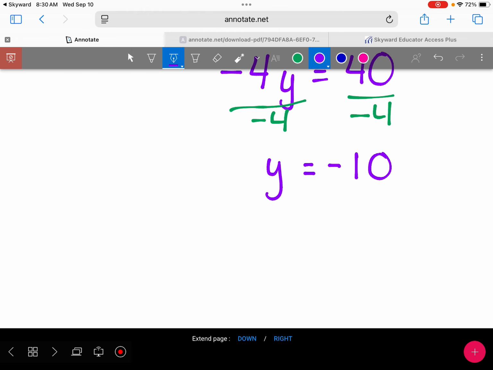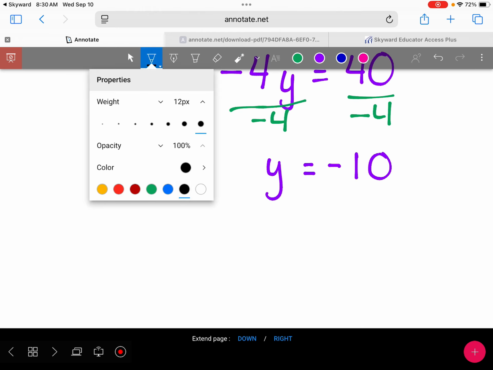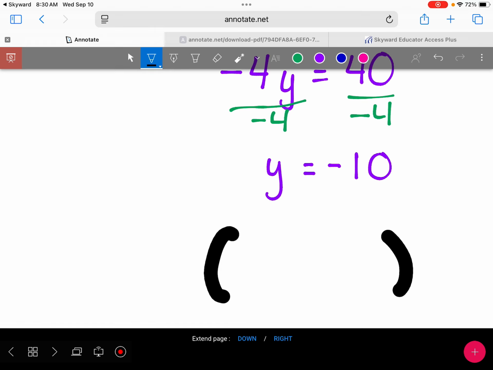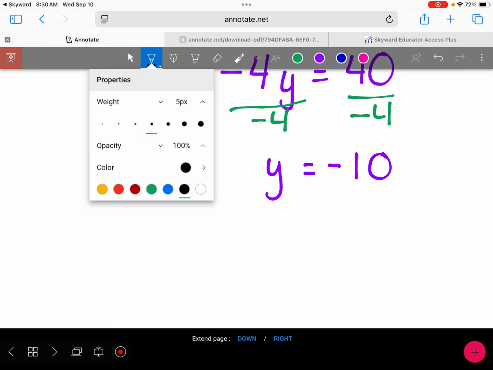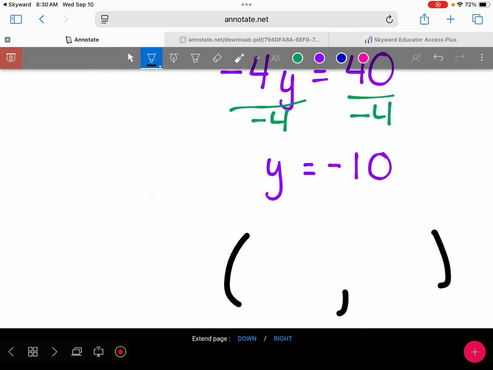Awesome. When we write our solutions, though, we want to write it as an ordered pair. So that is the chonkiest of pens. Holy cow. Change that. There we go. We like to write this as an ordered pair, and right now all I know is that my y is negative 10. I don't know my x yet. So we've got to find that.